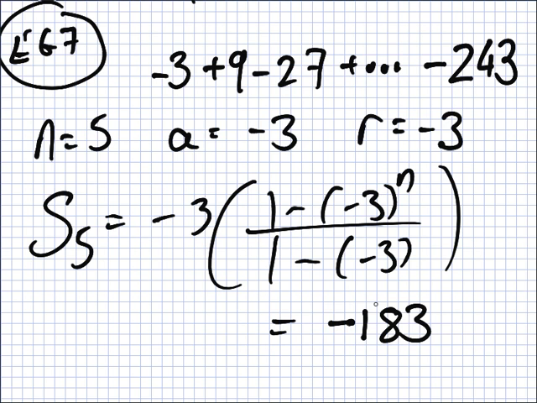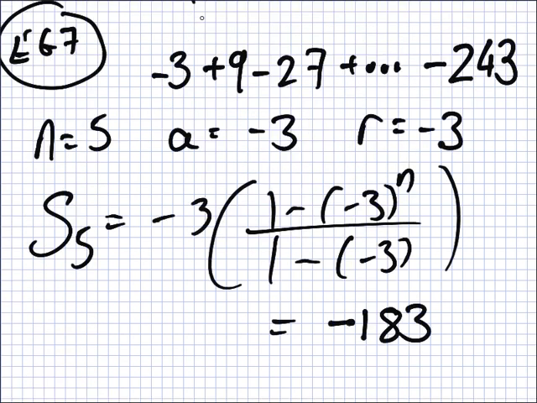Right, can I scroll down? Okay, example 8. How do we get minus 183 when the fifth term is minus 243? Well, just put this in on the calculator and you get minus 183. So it works out.